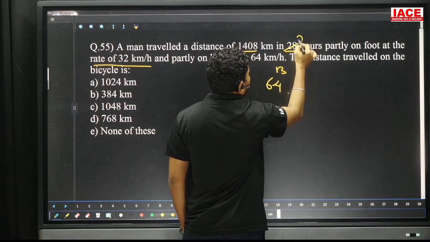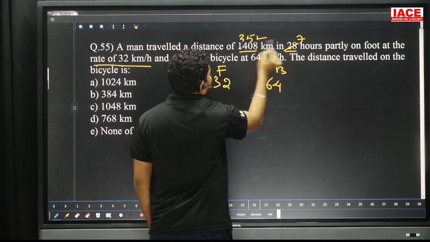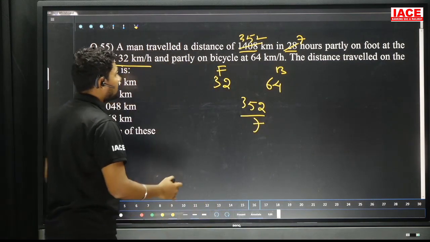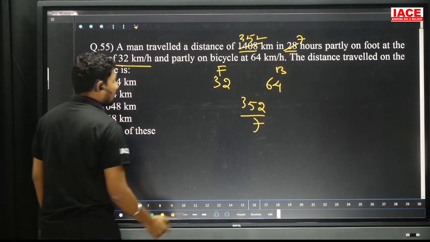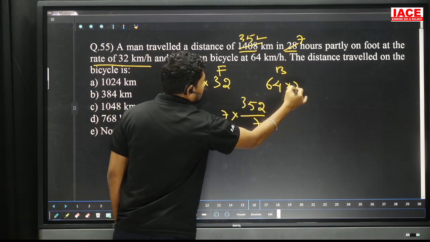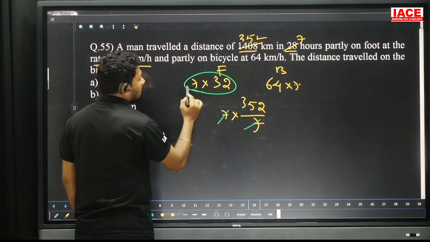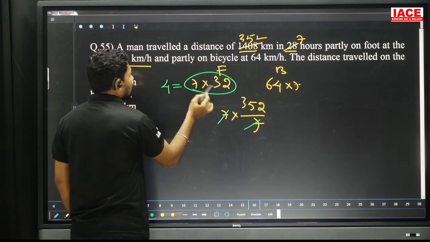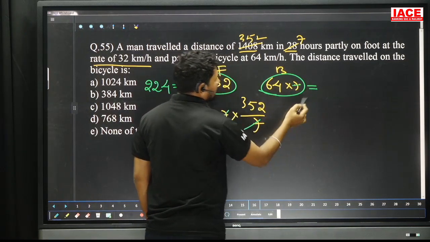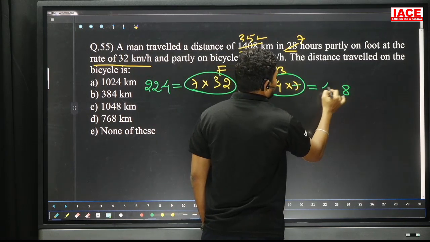Calculate both sides here, 4 7s are 28 and 4 3s are 12, remaining is 24, 5s are 20. It is equal to 352 by 7. Average speed is 352 by 7, and 32 and 64. And each and every term is multiplied with 7 now. Here multiplied by 7, here multiplied by 7, here also multiplied by 7. If you multiply with 7, the 7 will be cancelled. It becomes 7 into 32, which is 224. And 7 will be multiplied to 64 here. 7 4s are 28 and 2 is carried forward, 7 6s are 42, so it is 448.